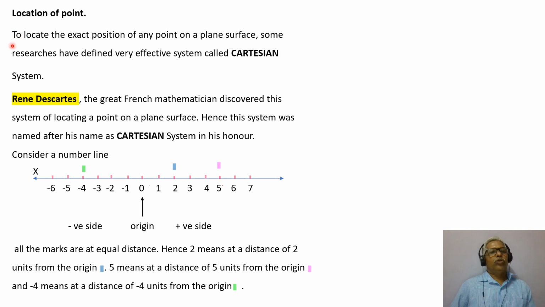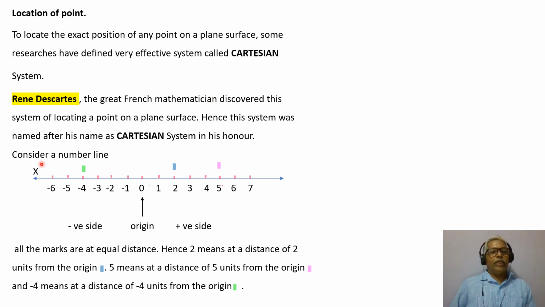Location of point. To locate the exact position of any point on a plane surface, some researchers have defined a very effective system called Cartesian system. We will see what the Cartesian system is and study this in detail. Before that, go through this comment here. René Descartes, the great French mathematician, discovered this system of locating a point on a plane surface. Hence this system was named after him as the Cartesian system in his honor. See their contribution. Many people contributed a lot to maths and other subjects.